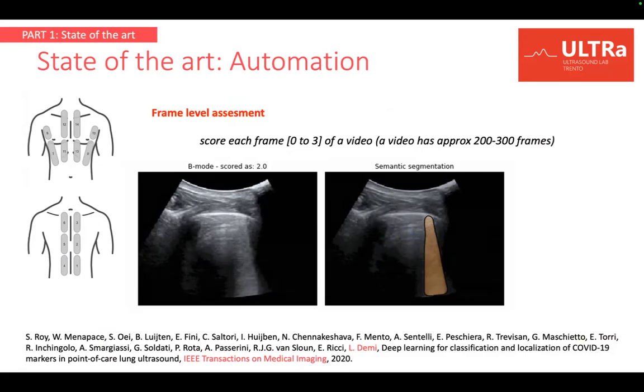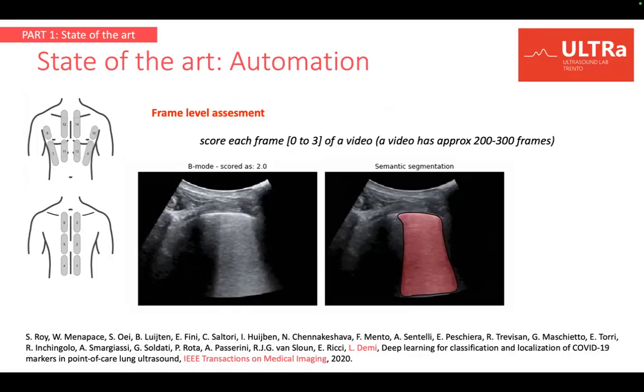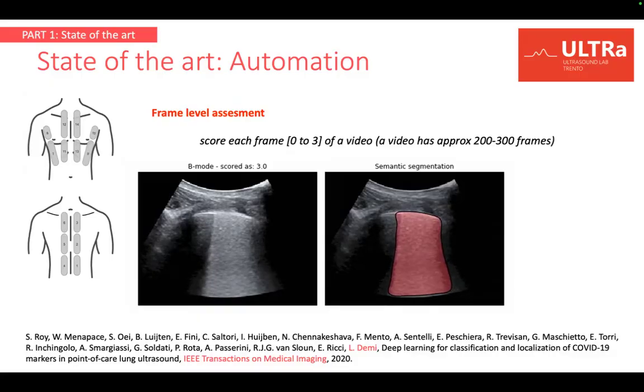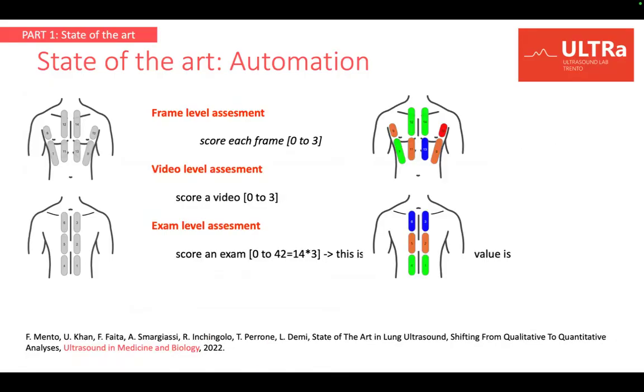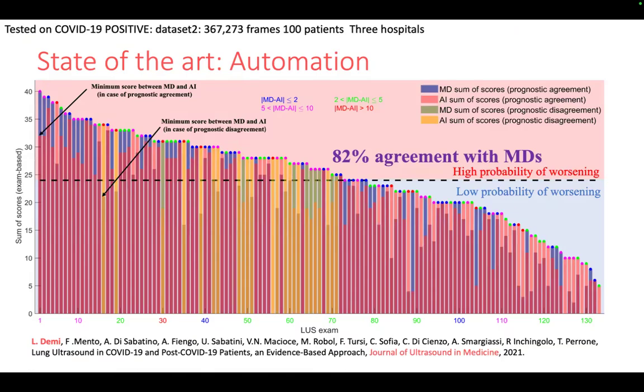blue is score 0. Then since we want to automate the full process, you don't have to stop at assessing every frame, but you also have to automate the video level assessment as well as the final exam level assessment. And this is what we have done, indeed, during the COVID-19 pandemic. Here you see, for example, a study where we compared the level of agreement in the clinical call, so in the patient stratification task, that we reached comparing on a large clinical study with 100 patients and involving 3 hospitals, where we compared the call of the algorithm with the call of the expert clinician.